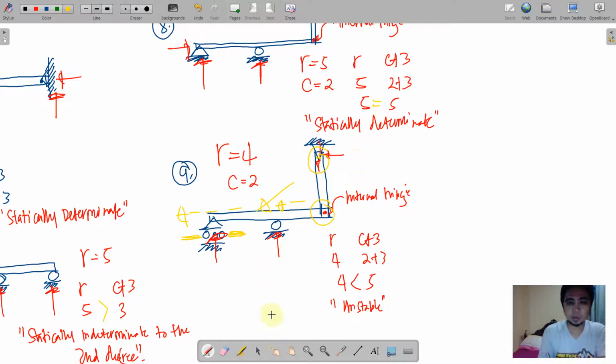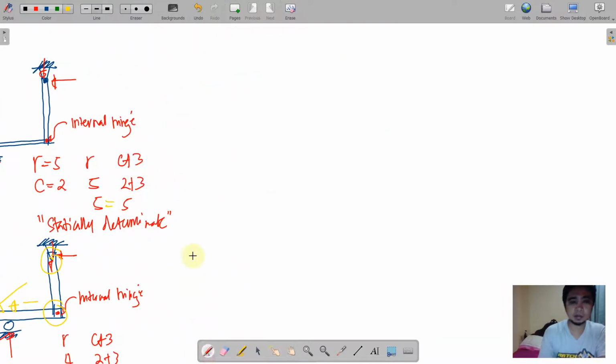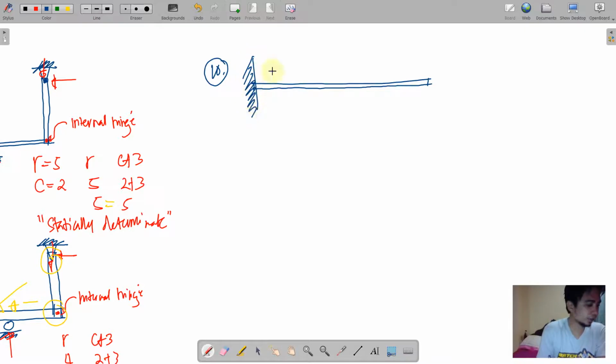Okay, so let us have another example. Say number 10. If we have here a beam, this is fixed here and then somewhere here we have a roller, and let's indicate this by a red. This is an internal pin. Okay, and then we have here a fixed connection. At the same time, there will be a cable here.